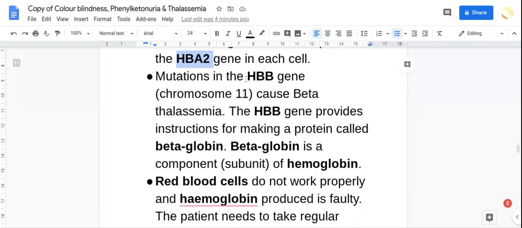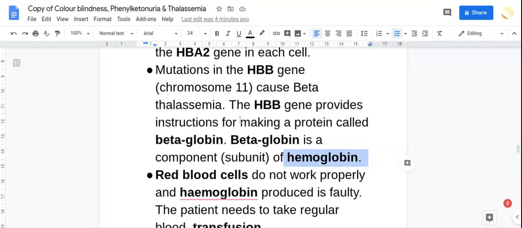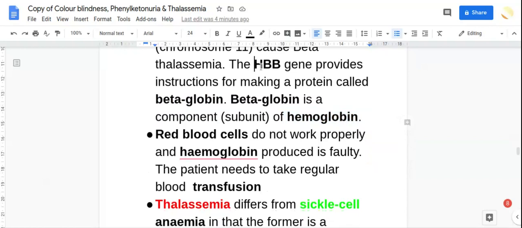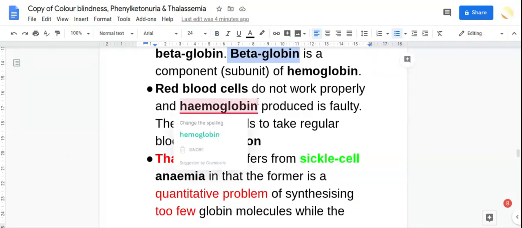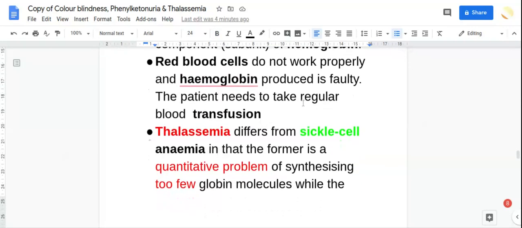Coming to beta thalassemia, it is the HBB gene, which is located on chromosome 11. So, again, here, if it is a normal HBB gene on chromosome 11, it will happily make this protein called beta globin, and the beta globin hemoglobin chain will be normal. But if there is something wrong, this gene gets mutated, deleted, gets faulty, then it will affect the beta globin chain of the hemoglobin.